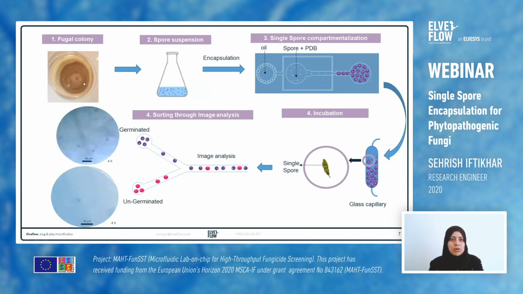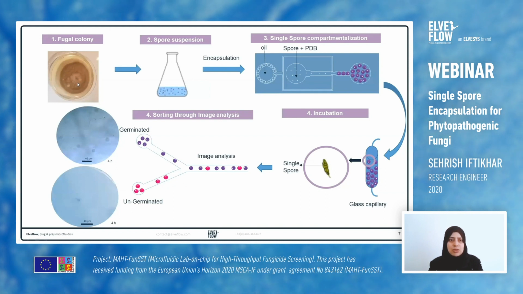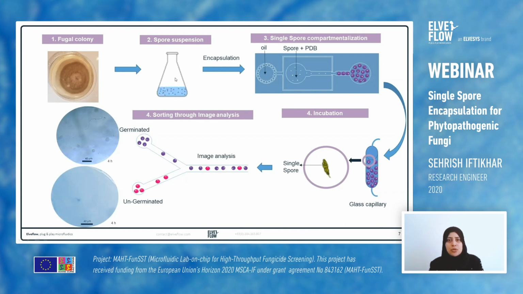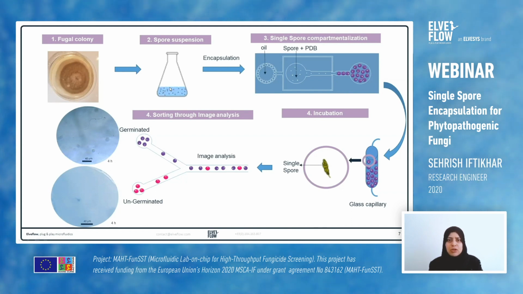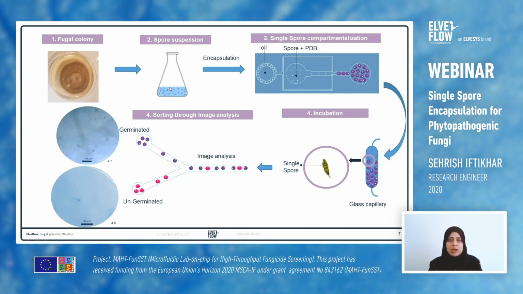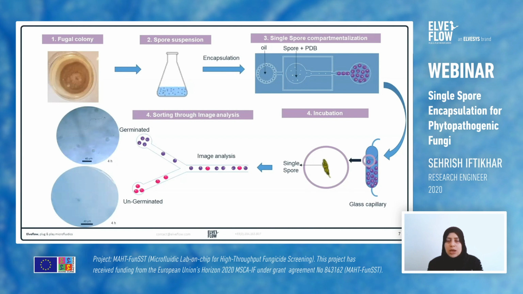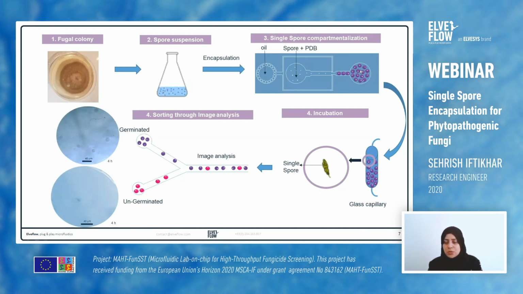First, we need to have the fungal colony, which should be around 7 to 8 days old so that it can sporulate and produce the spores. And then we will use this colony to produce the spore suspension. And using the Poisson distribution law, we have to optimize the level of spores per ml, because we need one spore per ml. So using the Poisson distribution, we have to create the spore suspension, which is optimized. And then using the chip, we can encapsulate the single spore.